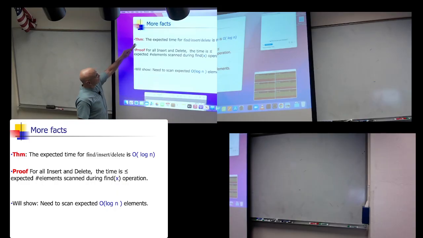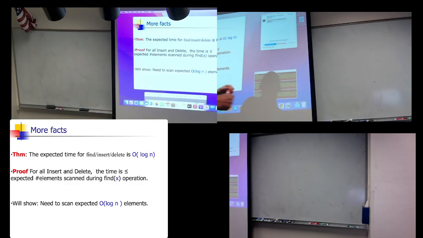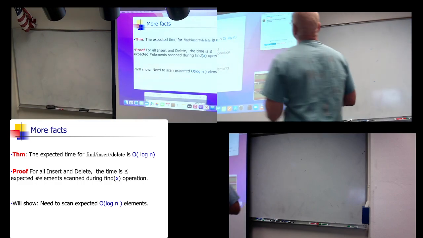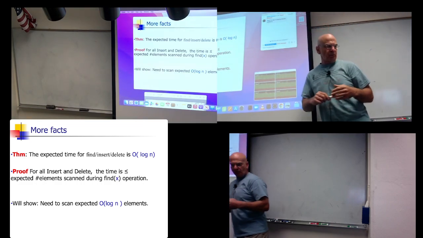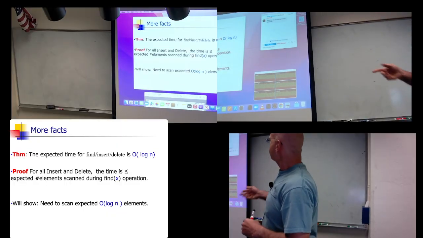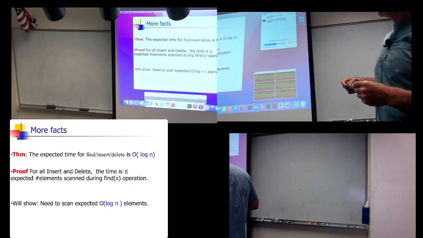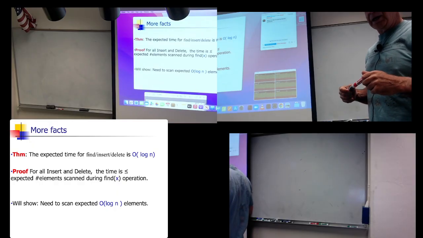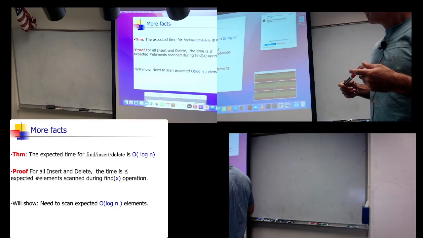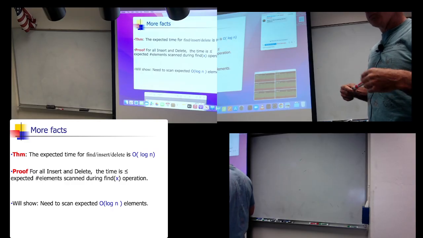So, I want to convince you now that the expected time to perform insert, delete and find is order of log n. And here I really need to be careful about what "expected" means. Expected is average, but on something that is randomized. The first part of the talk is a proof, and then we'll do our homework.